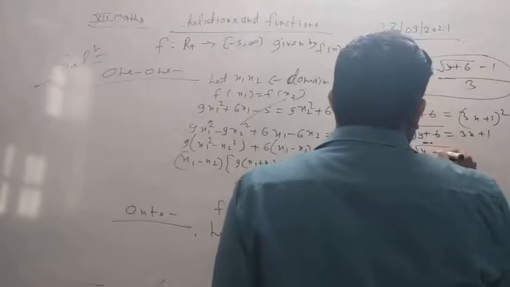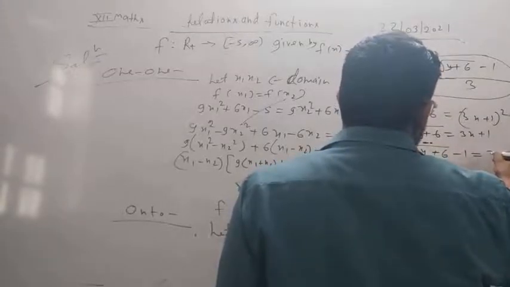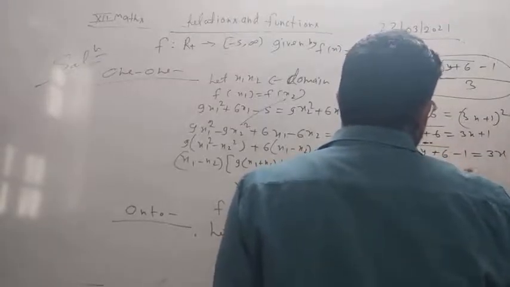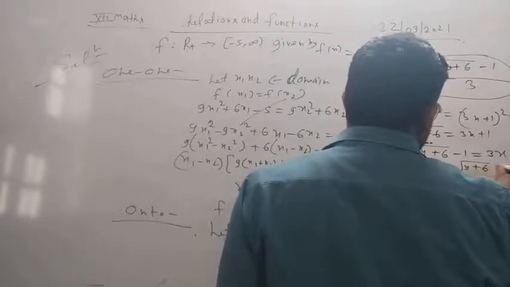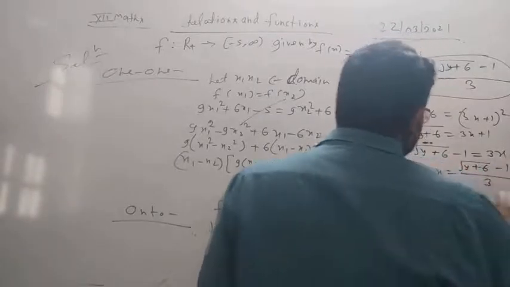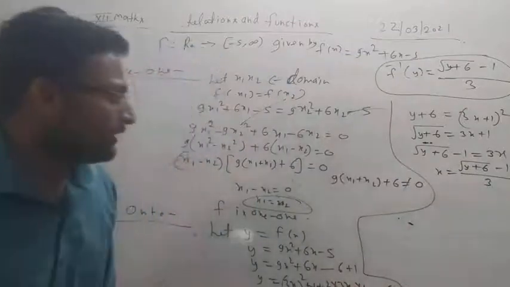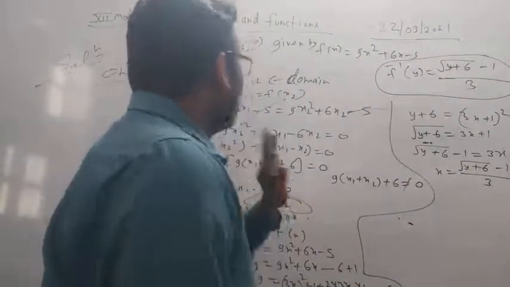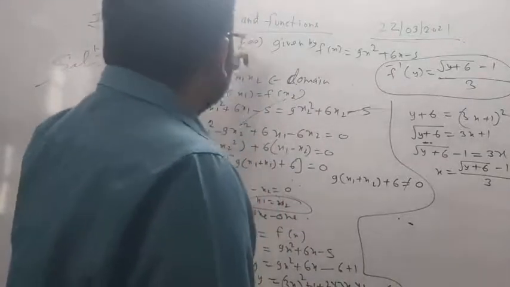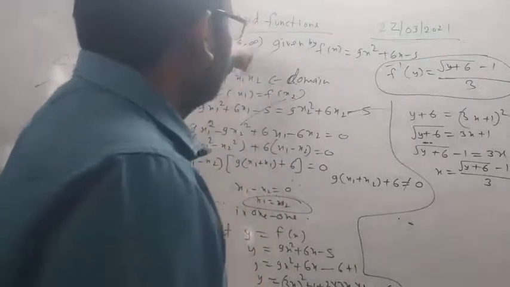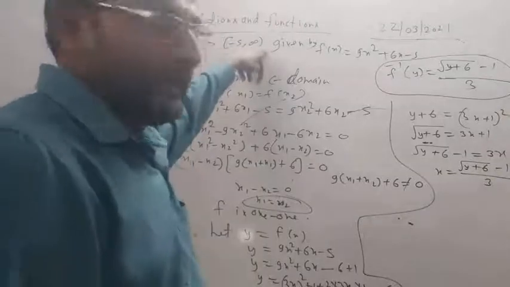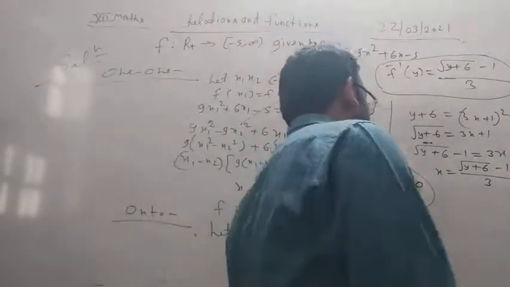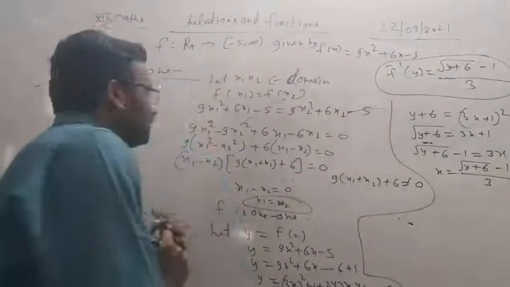So we write y plus 6 minus 1 is equal to 3x. So x is equal to root of y plus 6 minus 1 by 3. Okay students, now this is our x. Now look at it students, if we are taking any element from greater than minus 5 to infinity, we always get an x which belongs to the domain.